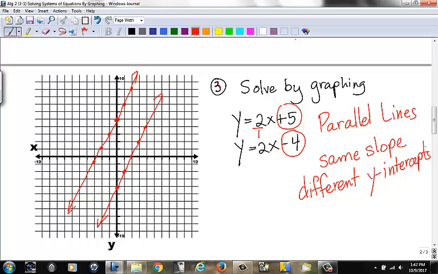What's the solution to the two equations? Is there any point in common? No. So this one would be no solution. Some authors will say no solution. Some authors will say the empty set. I think yours probably says no solution. Last special case, and then I want to go through some terminology.